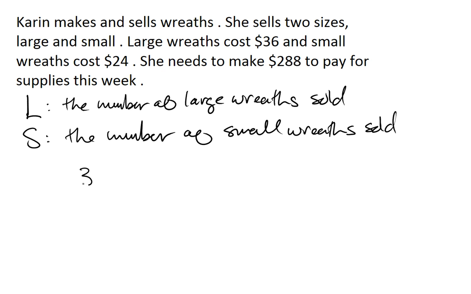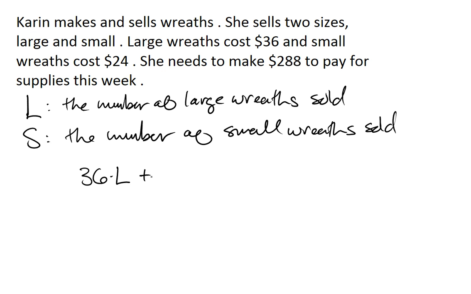to 36 times the number of large wreaths she sold. Each one of those costs 36. If she sold 0 of them, she'd make no dollars. If she sold 1, she'd get 36. If L was 2, she sold 2 of them, she would make 2 times 36, $72, etc.